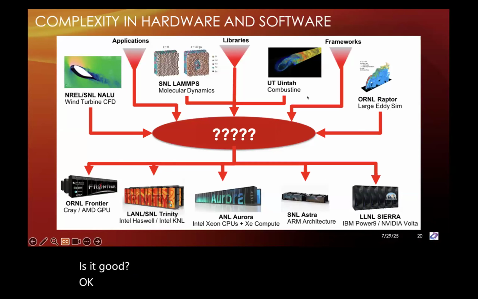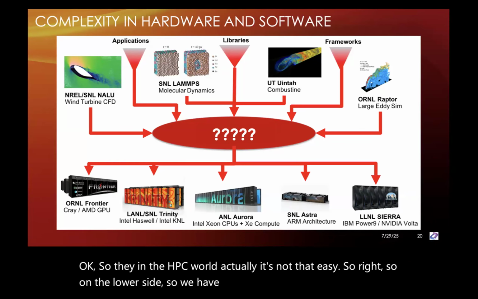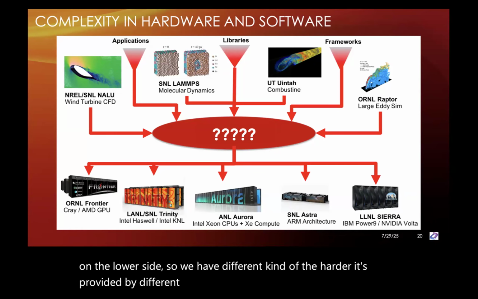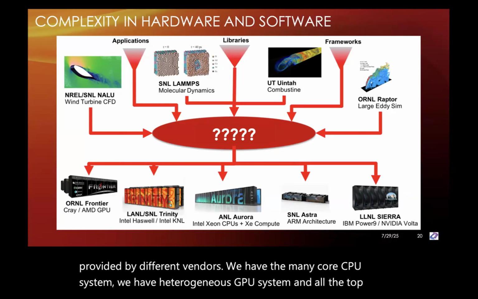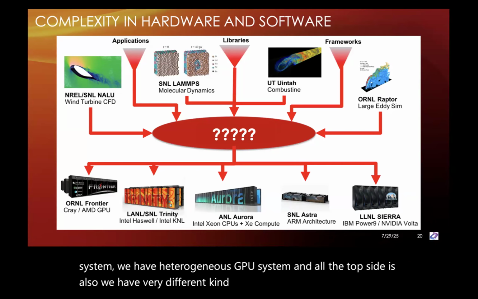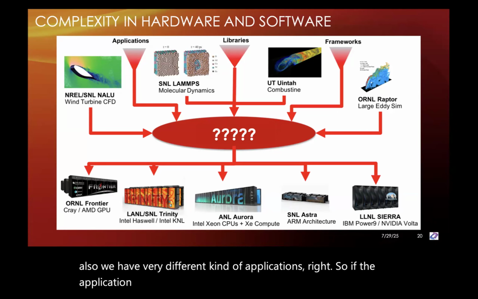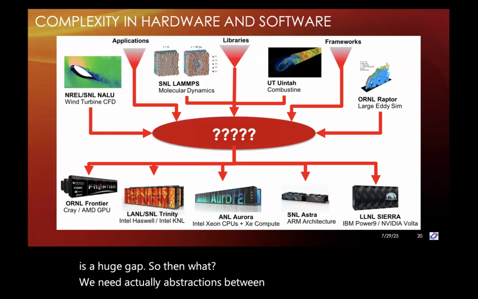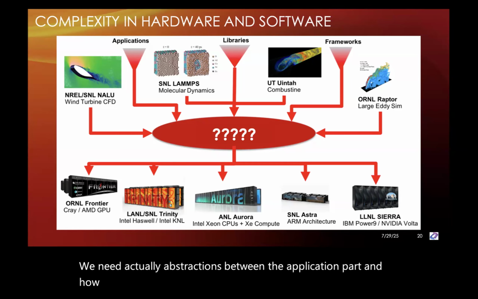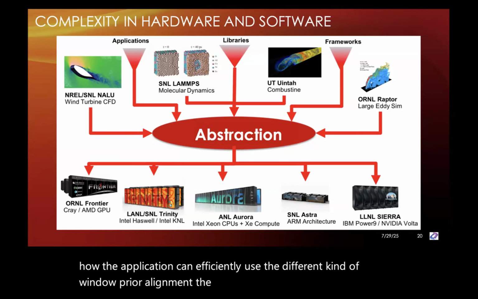Okay. So then, in the HPC world, actually, it's not that easy. On the lower side, we have different kinds of hardware provided by different vendors. We have many-core CPU systems, we have heterogeneous GPU systems, and on the top side, we also have very different kinds of applications, right? So if the application wants to efficiently map to the hardware, there is a huge gap. So what we actually need are abstractions between the application and how it can efficiently use the different libraries and also the hardware.